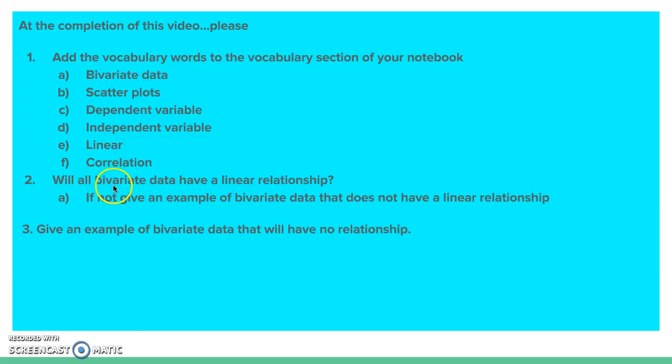To answer this question: will all bivariate data have a linear relationship? If not, I want you in your notebook to give an example of bivariate data that does not have a linear relationship. You are more than welcome to go back and look at your notes or look at this video. Also, give another example. You can use the one I used or try to come up with your own of bivariate data that will have no relationship. Remember, bivariate: we have two variables and we want to see how they're related.